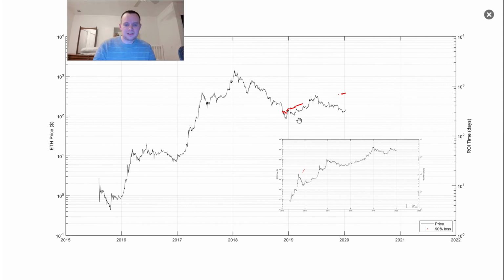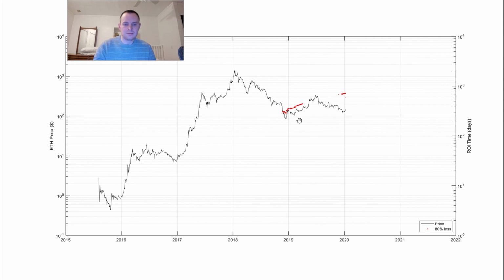Now, 80% losses actually look very similar with Ethereum as with 90%, and that's because this drop here came very quickly. So basically, if you were seeing an 80% loss, you're also seeing a 90% loss with respect to this peak over here. So there really isn't a huge difference between 80 and 90% losses.